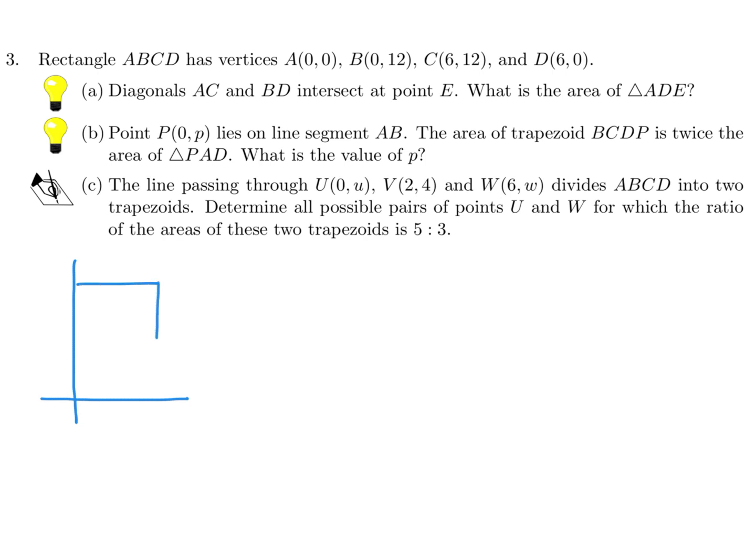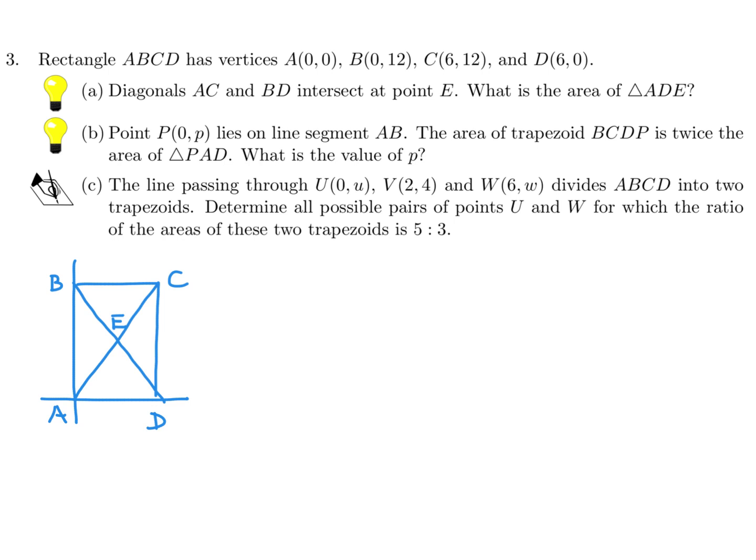Let's see if I can draw this nicely. And we're going to have the diagonals like that. Okay, so what are we asking? Oh, the area of ADE. So this is A, and then this is D, and I believe this is B, and this is C, right? And then obviously that's E, the intersection point.